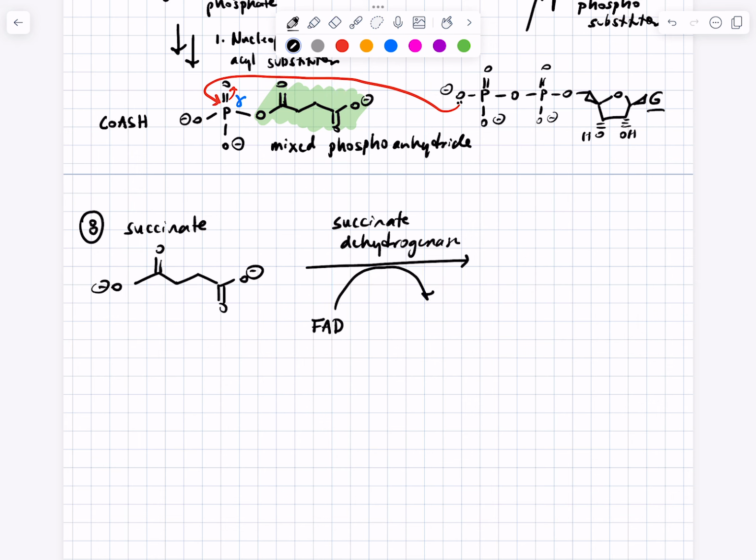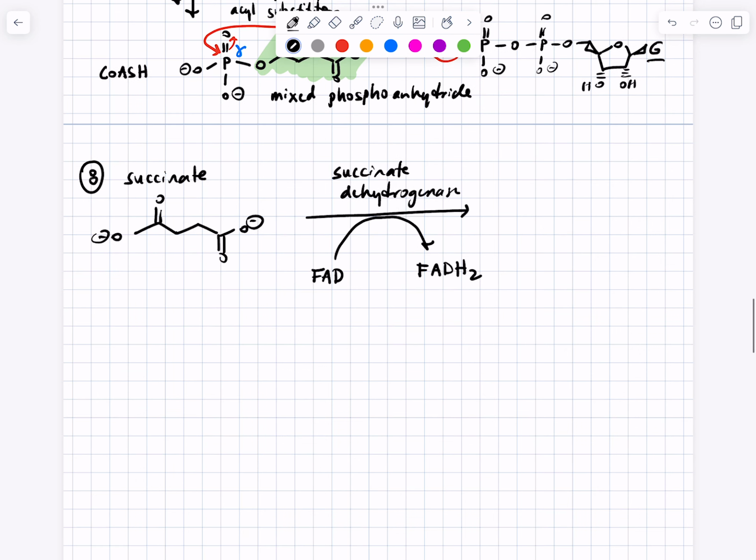This is different from NADH in the sense that the structure is different. The product is going to have a pi bond between the alpha and the beta carbons of succinate. So there we go. And then on the other side is still the carboxylic acid. This product is called fumarate.